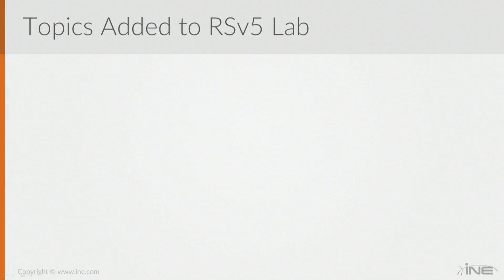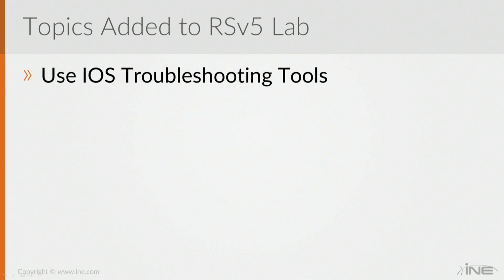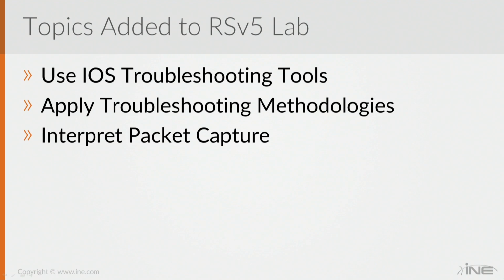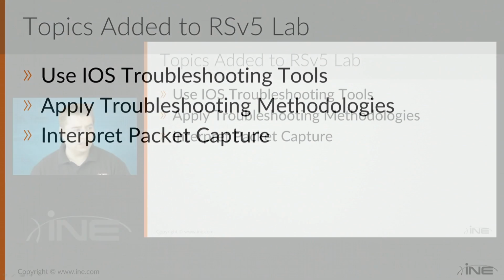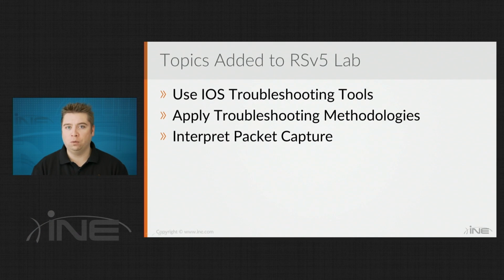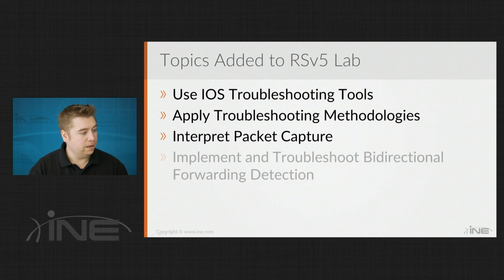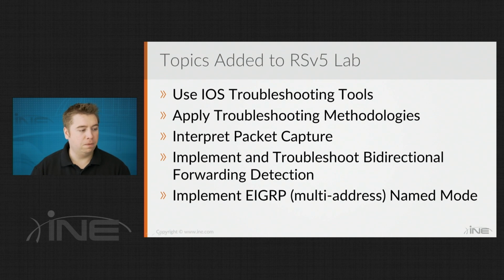Okay, so next, what has been added to the lab exam? Similar to the written exam, some of these overlap, which is going to be the troubleshooting tools and then interpreting packet capture. Like I mentioned, that's going to be the first thing that we're going to look at configuration-wise today, which is how do we use the EPC, the embedded packet capture feature, how do we export the packet captures to a machine running Wireshark, and then how do we actually look through the packet captures to see what's going on. Implement BFD, implement EIGRP in multi-AF mode.